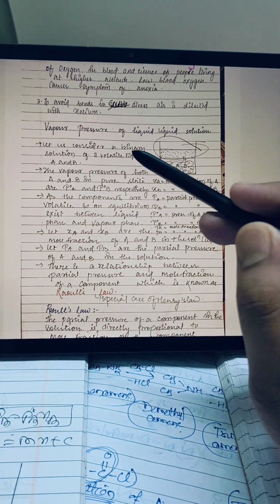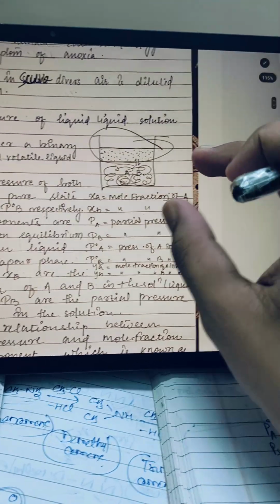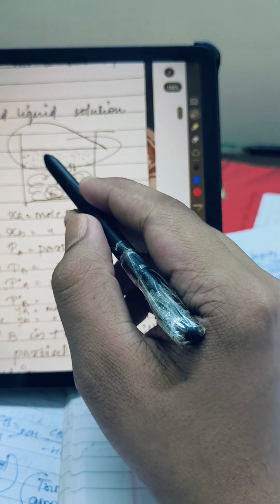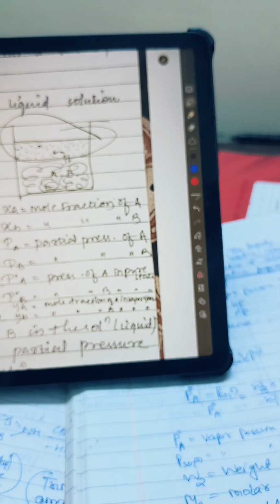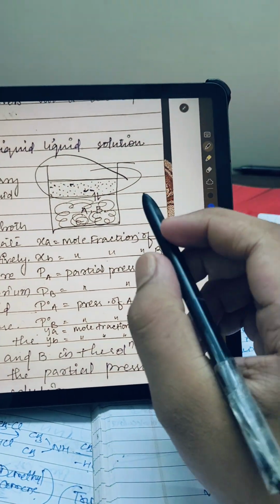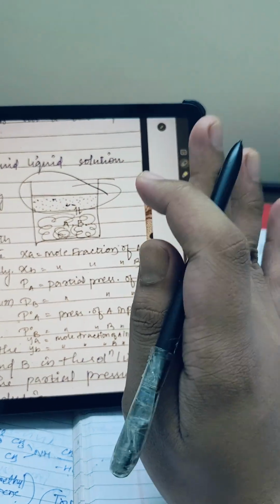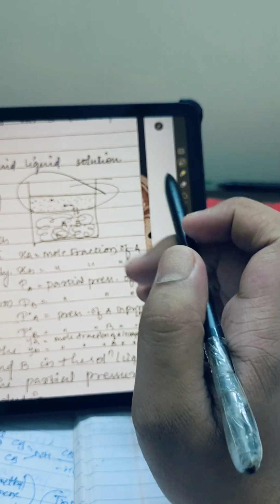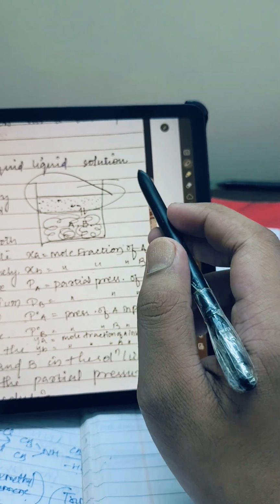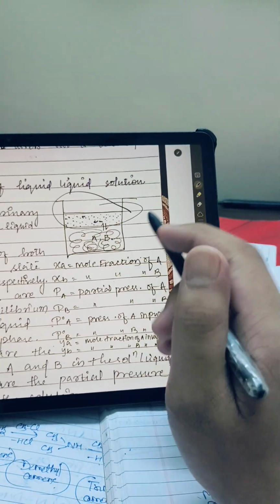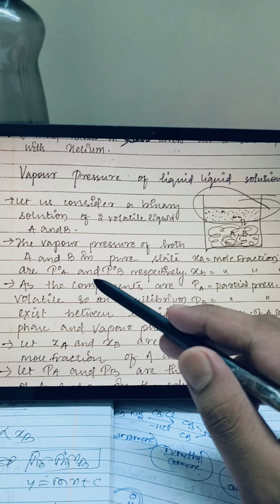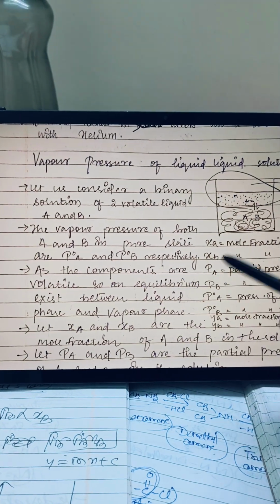Basically, here the vapor pressure of both A and B in the pure state. This is the pure state, it's not mixed. It means the vapor pressure of both A and B in the pure state, purely, if it is only A, are PA naught and PB naught respectively.